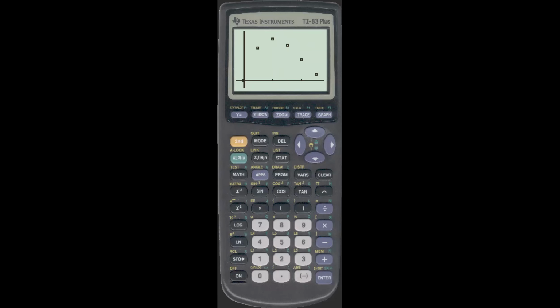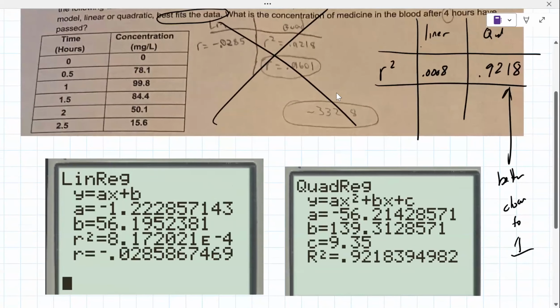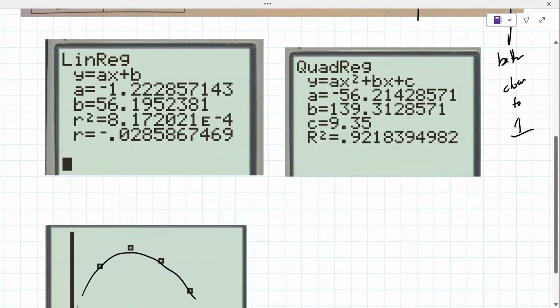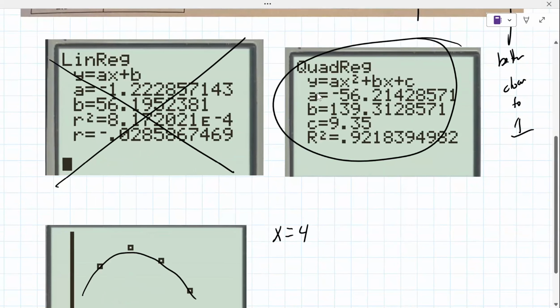Okay. Let me go back to the other screen. All right. So now it wants you to predict what's going on after 4 hours. Basically, it's like x equals 4. And you know to use the quadratic regression model. The quadratic regression model says y equals ax squared plus bx plus c. They give you the value of a, the value of b, and the value of c.